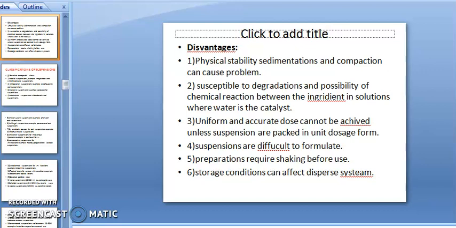Preparation requires shaking before use. Once the preparation is made, it requires shaking every time you administer each and every dose. It is mandatory to shake the preparation because settling of particles will occur.